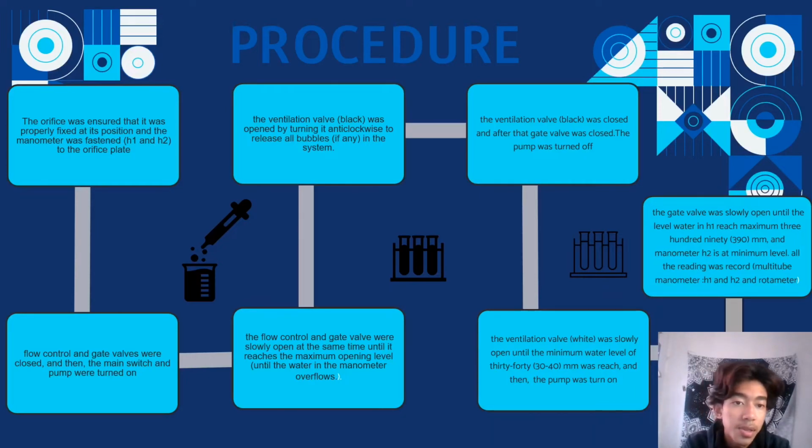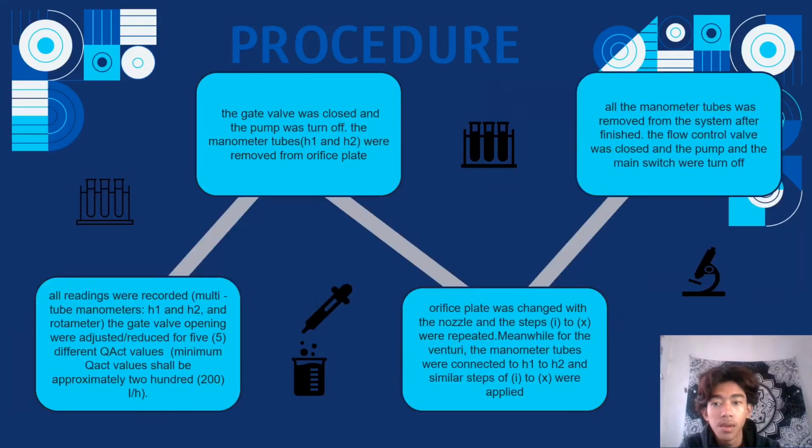The seventh step is the gate valve was slowly opened until the water level in H1 reached a maximum of 390 mm and manometer H2 was at minimum level. All the readings were recorded in the multi-tube manometer H1 and H2 and rotameter QX. For the eighth step, the gate valve opening was adjusted or reduced for 5 different QX values. The minimum QX value shall be approximately 200.